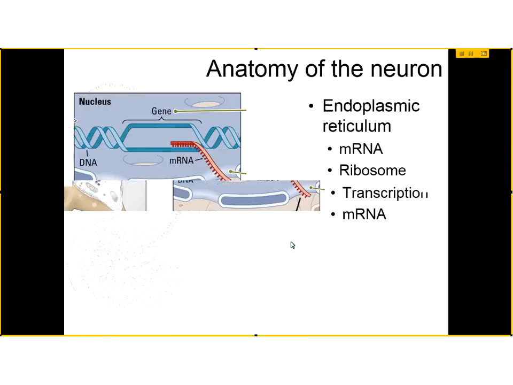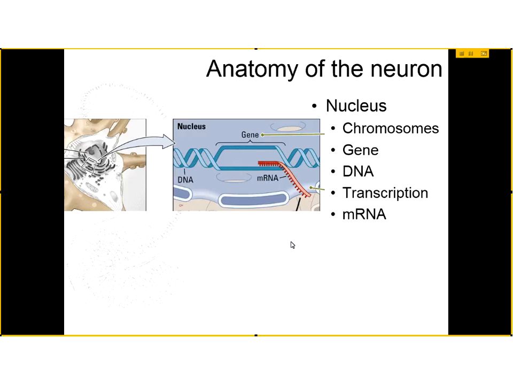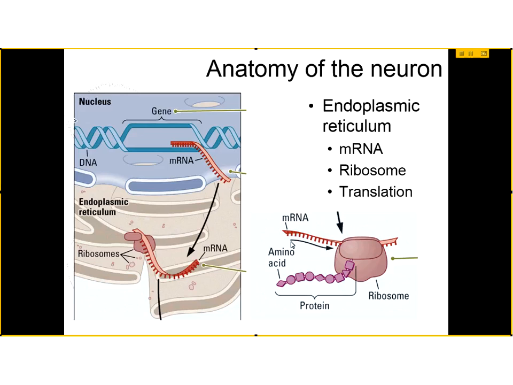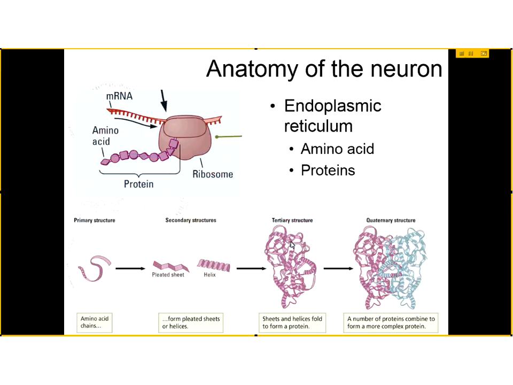So just to review one more time, a gene represents a certain segment on a chromosome that codes for a certain protein. We don't want to take the genes out of the nucleus, they may become damaged, so we transcribe them into messenger RNA. The messenger RNA leaves the nucleus and then goes out to the endoplasmic reticulum where there are ribosomes. Those ribosomes then take that messenger RNA and turn it into proteins through the process of translation.